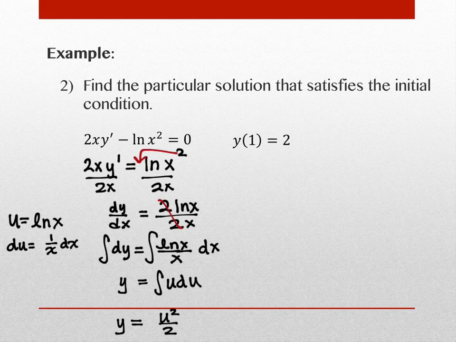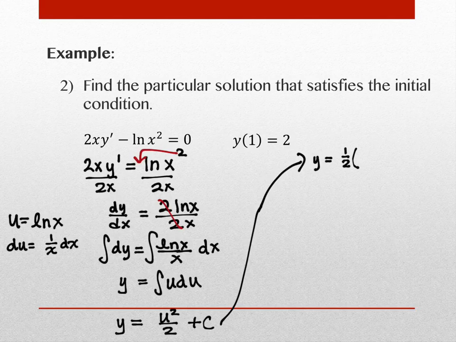And I need plus c. Thank you. Yeah, I need a plus c. So I'm not quite done. I've got it still in terms of u. I need to put it back in terms of x's. So this is y equals. I'm going to write my over 2 as 1/2. And then I have the natural log of x squared. This 2 does not pull down in front. Why?